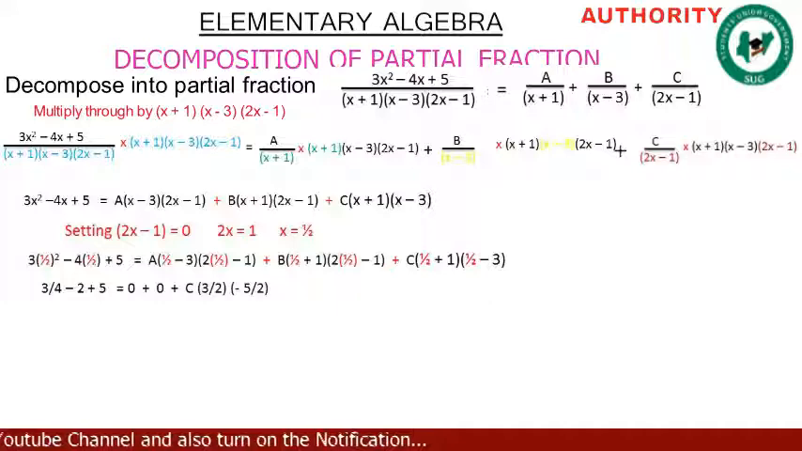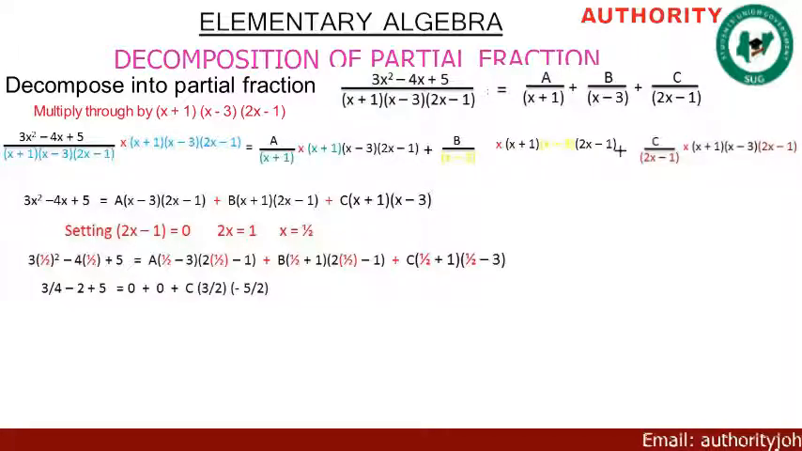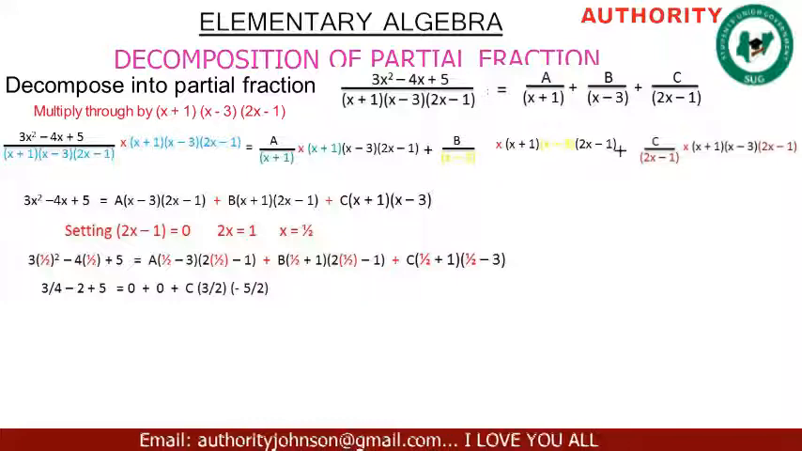Then 1 over 2 times 4 is going to give you 2. So we have 3/4 minus 2 plus 5. On the side of A, 1 over 2 times 2 is 1. 1 minus 1 is 0. That renders all the values beside A equal to 0. Also on the side of B, 1 over 2 times 2 is 1, and 1 minus 1 is 0. So all the values beside B are equal to 0. So on the side of C, 1 over 2 plus 1 gives you 3 over 2, and 1 over 2 minus 3 gives you minus 5 over 2.